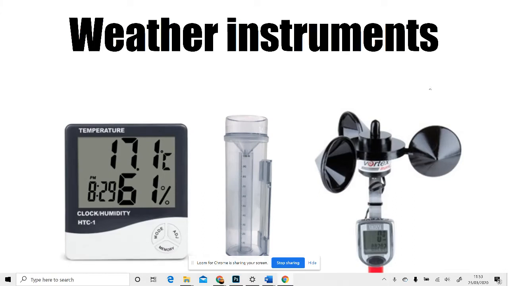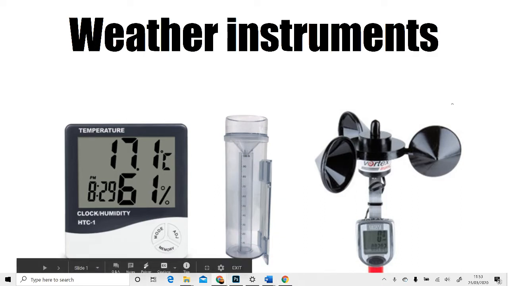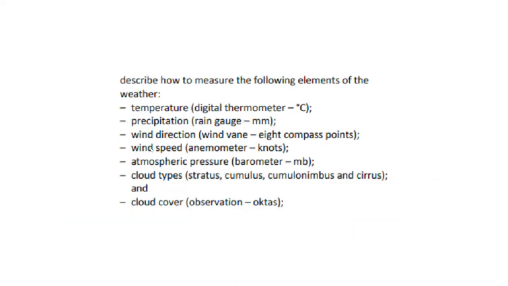So this video is about the section on weather instruments, how you go about collecting the weather information that you put into your weather maps. And the spec asks us to take a look at a range of aspects of the weather that you can measure. So we need the element or aspect of the weather, we need the device that is going to be measuring it, and we need the units.